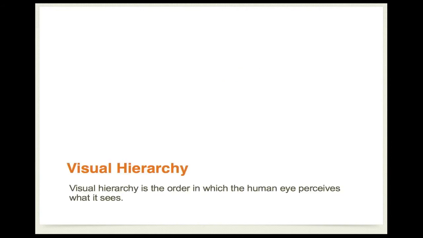At its core, graphic design is communicating visual information. Understanding that people will see our designs in terms of visual relationships is crucial to becoming an effective designer. Visual hierarchy is the order in which the human eye perceives what it sees. This is designed by controlling how the eye perceives visual relationships.